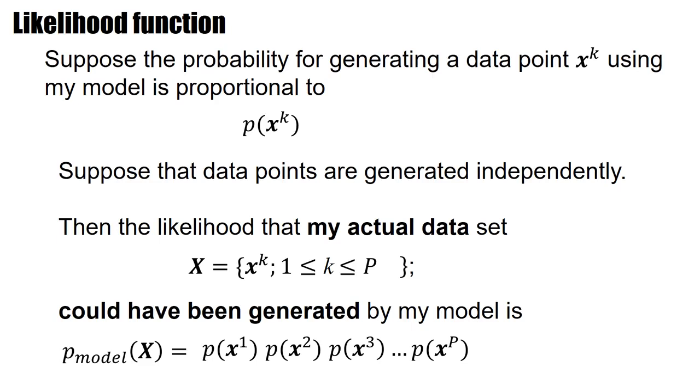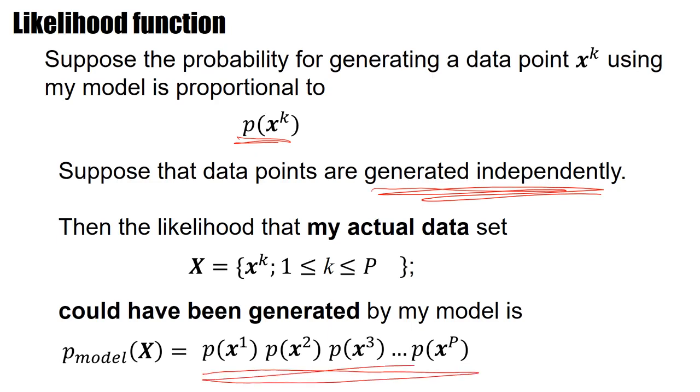So let's now suppose that the probability for generating data point xk using my model is proportional to this. Suppose that the data points are generated independently. This is what I used. This allowed me to write this as a multiplication. Then the likelihood that my actual data set could have been generated by my model is just the product of this term. So the independence gives the product.